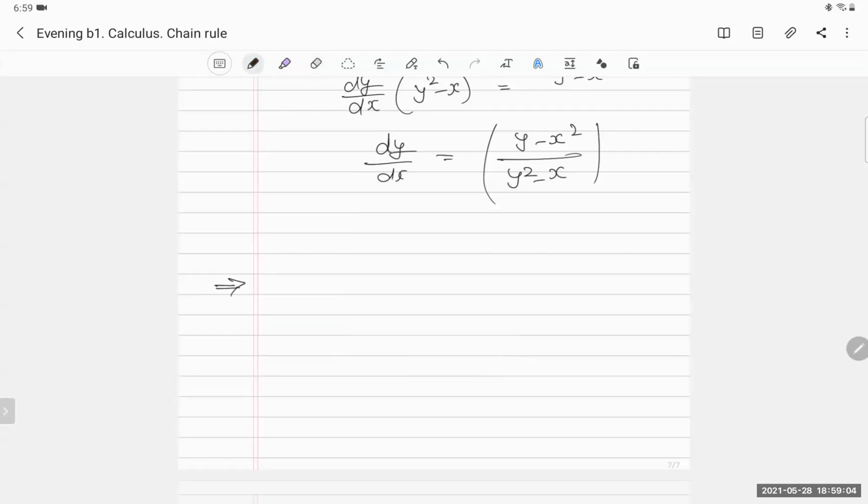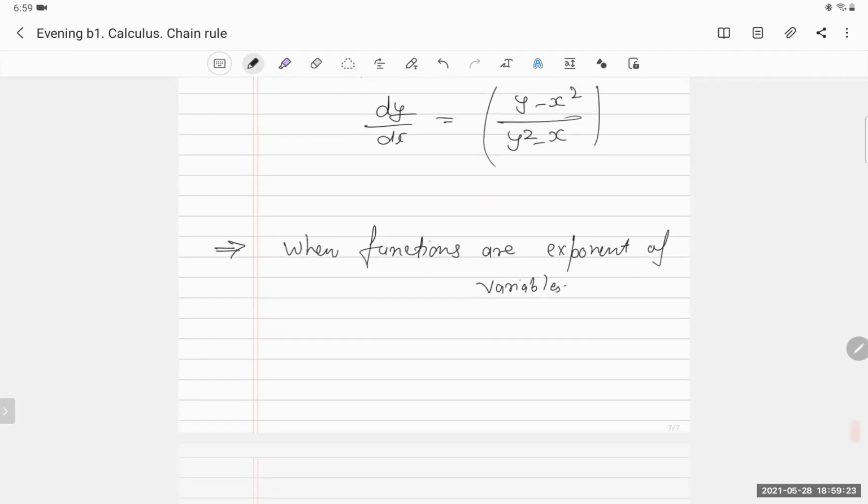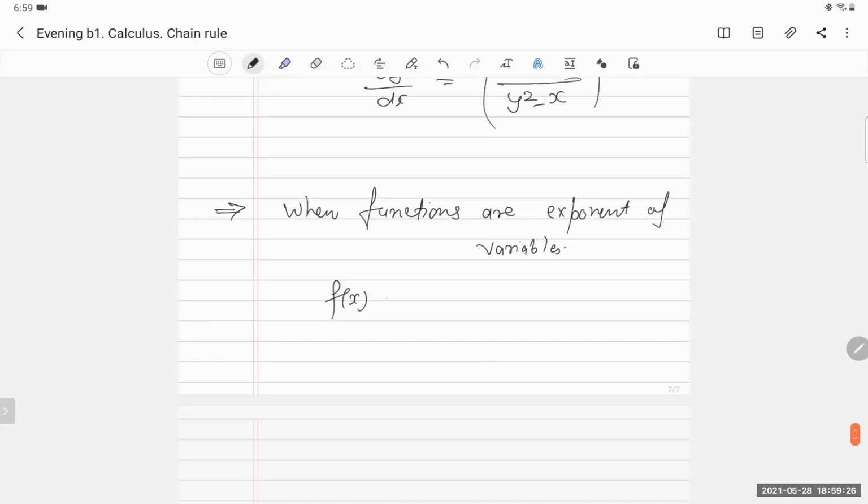Last thing. When functions are exponent of variables. Like if I say my f(x) is x raised to x, right? I don't know how to solve it because I cannot say that the function is my x square.